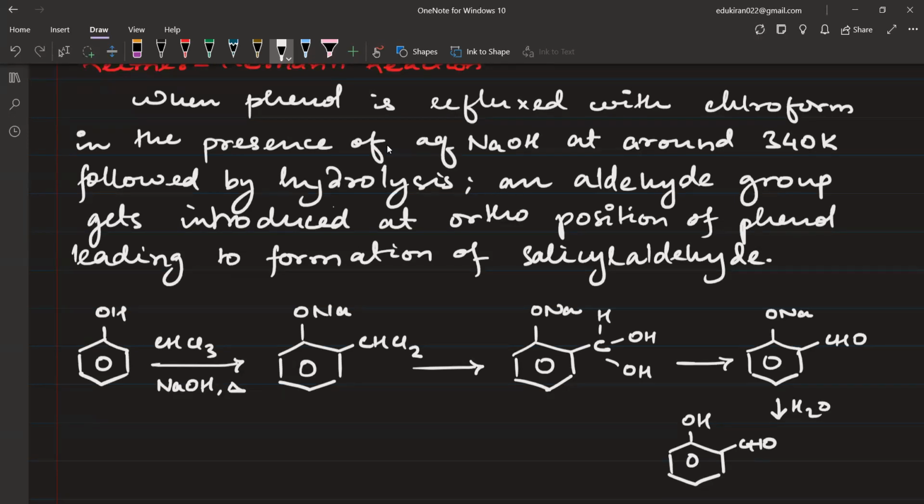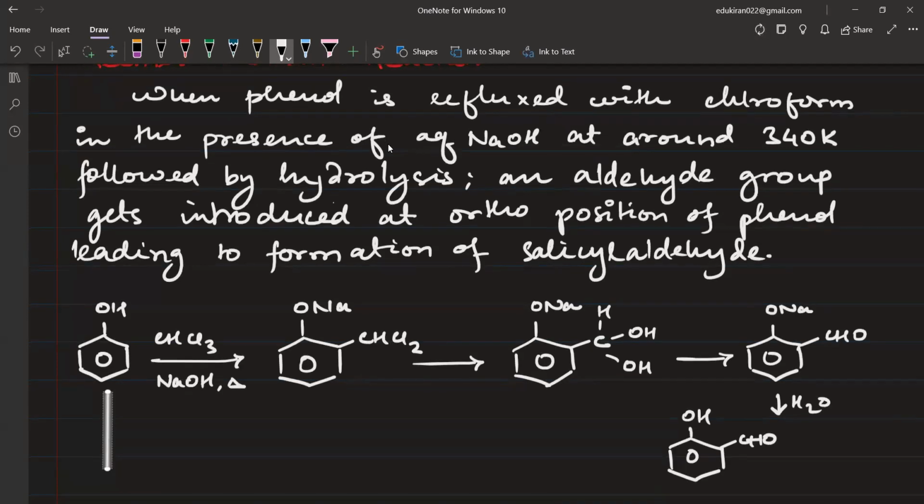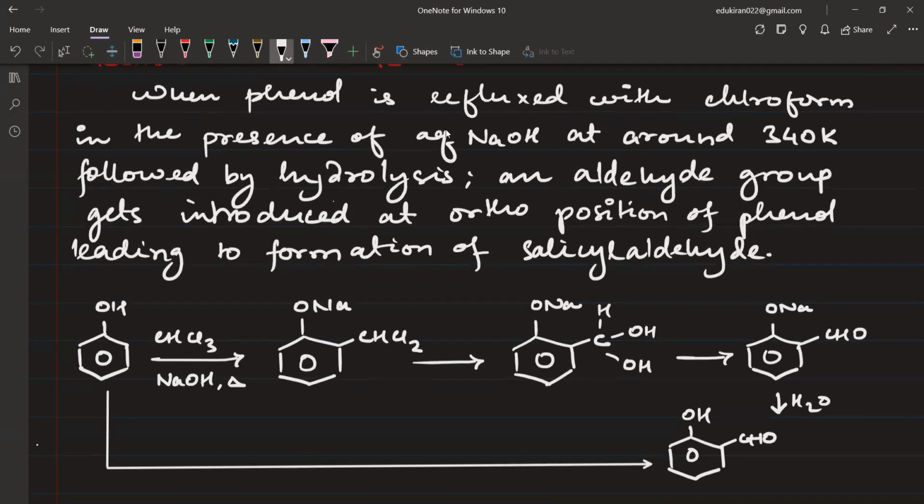Write this down, then we'll look at the mechanism. So here, in the first step, we have CHCl3, NaOH, 340 Kelvin temperature. The second step is water. All the reactions are happening intramolecularly only. There is not much reaction happening inside here. These are just steps of rearrangement, nothing else.